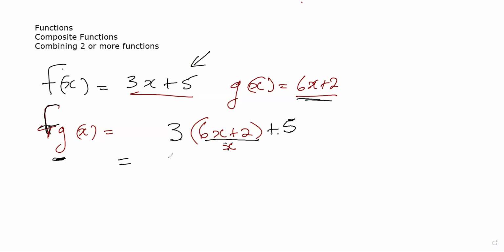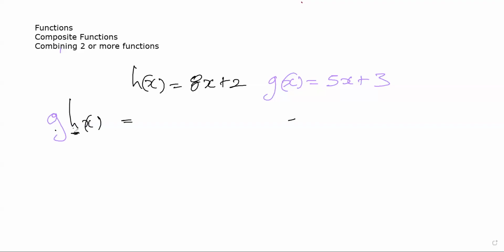So it will be 3 times 6, which is 18. 3 times 2, 6, and then we add the 5. These are the only like terms, so it would be 18x plus 11. It's that simple. So the last function that you write first, and then you write the first function without the x. And do whatever operation they say they want you to do.